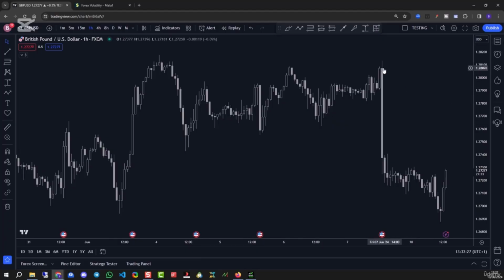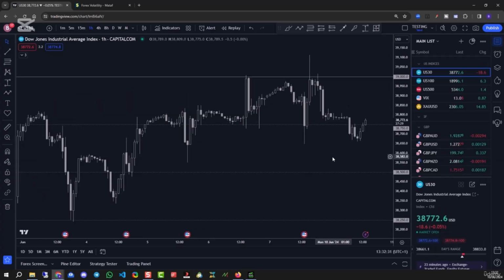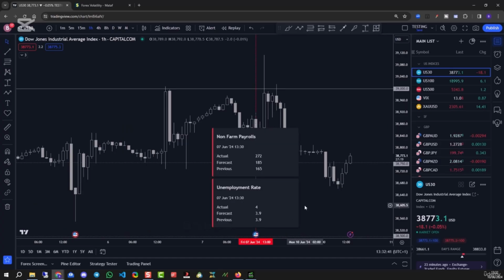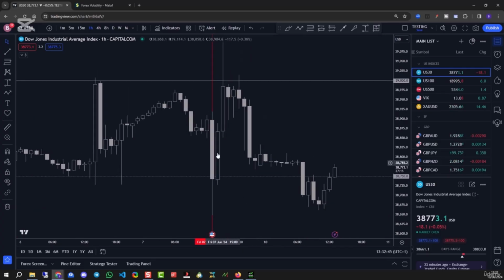What I'm going to do now is show you this move, this NFP, but on US 30. So if I just jump to US 30 and let's just have a look. So here it is. Here is the event. Let me draw it on. This is non-farm payroll. This is the exact same move, but on US 30. Now I want you to look at the difference here. So the market absolutely shot down and then it immediately retraced 100%.